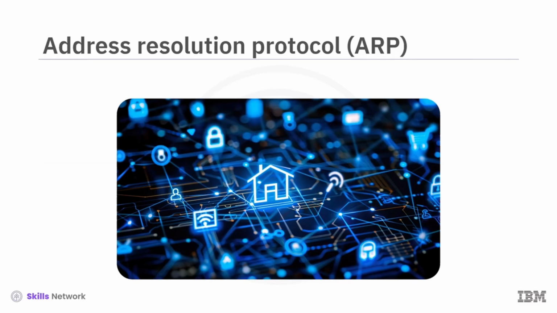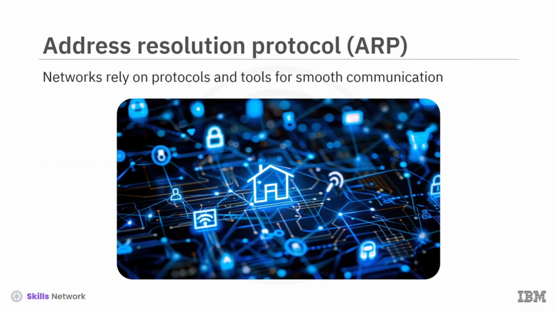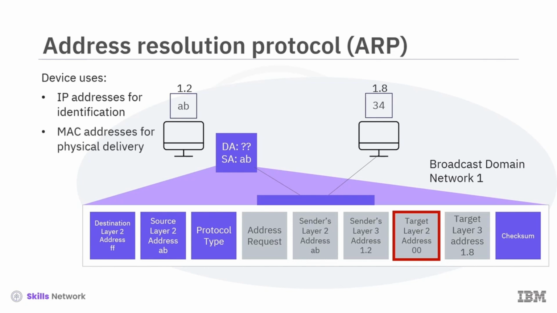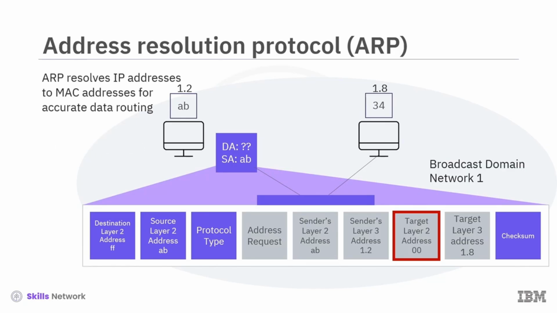Home, office, or data center networks rely on various protocols and tools to ensure smooth communication between devices. One of the fundamental protocols involved in this process is the Address Resolution Protocol, ARP. Every device connected to a network has an IP address. This unique identifier allows it to communicate with other devices. However, for the data to reach the correct device, in addition to the IP address, the device's physical address, known as the MAC address, is also needed. And that's where ARP comes into play.